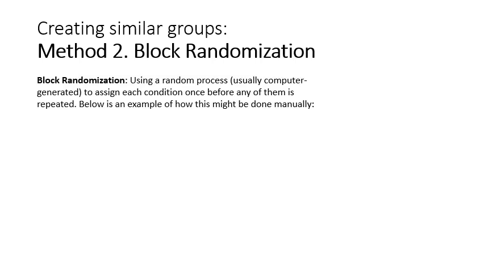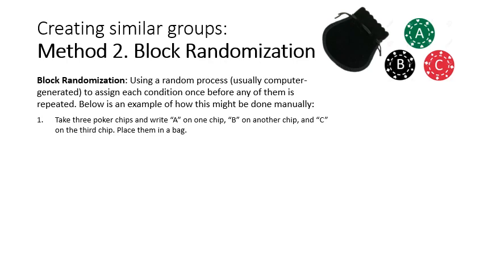So one way to create similar groups without the problem of unequal group sizes that occurs with complete randomization, we can use block randomization. And in this method, we use a random process, usually this is computer generated, to assign each condition one time before any of them is repeated. So let's look at an example of how we might do this manually. So imagine that you have 3 conditions, and you want to get people randomly assigned to each of the 3, and you want equal groups.